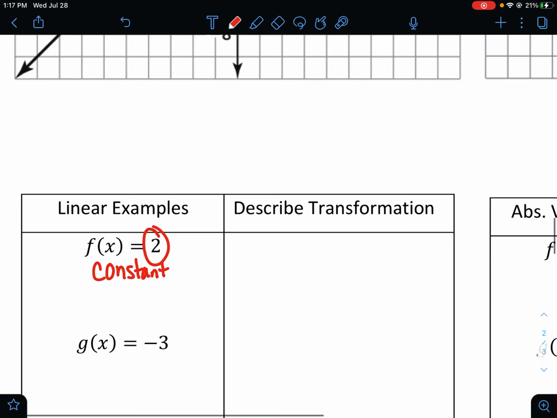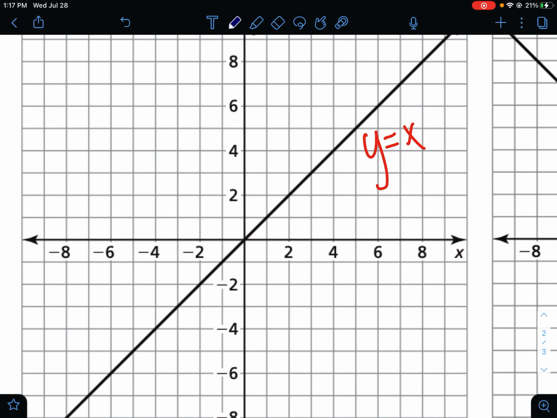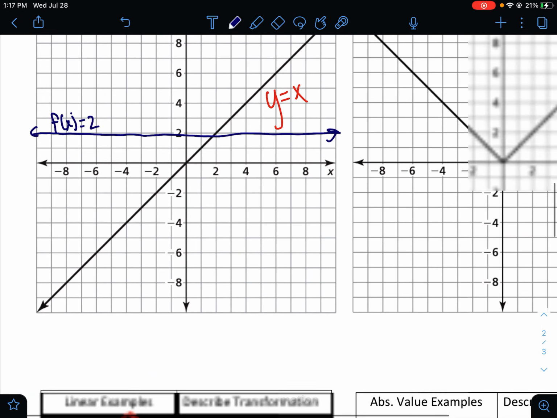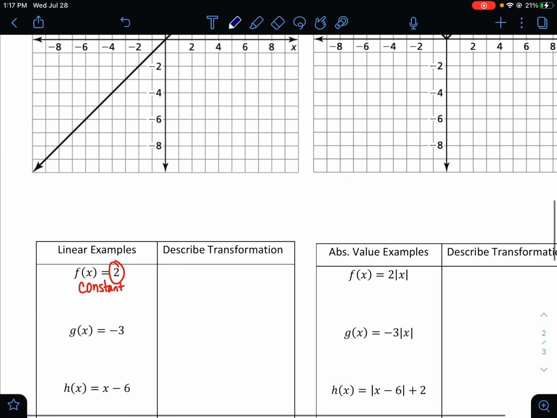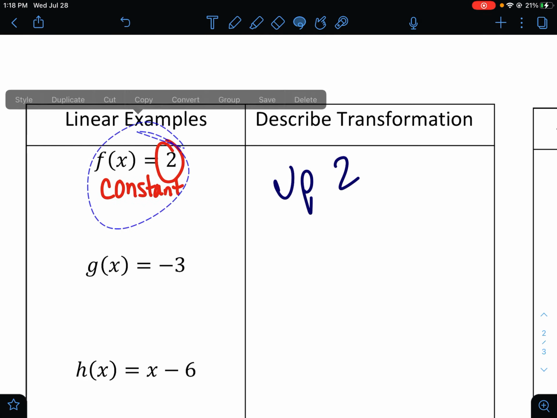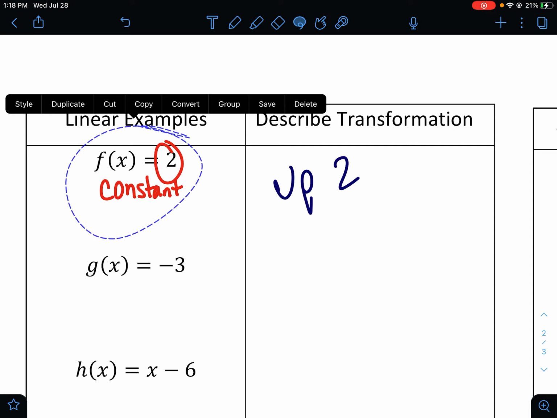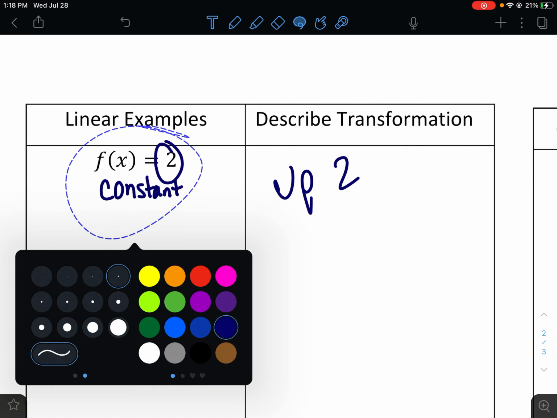Since it is a 2, and let me color code this, let's do blue. This would be a constant of 2. It would just be a straight line across. f of x equals 2. So that's just going to be up 2. That's it. And the same thing happens here. Let me change this color so it's consistent.